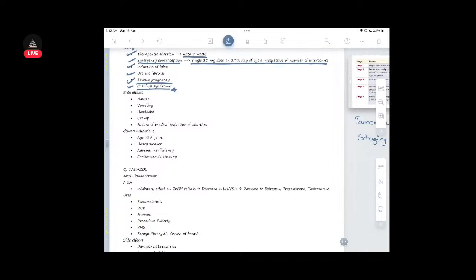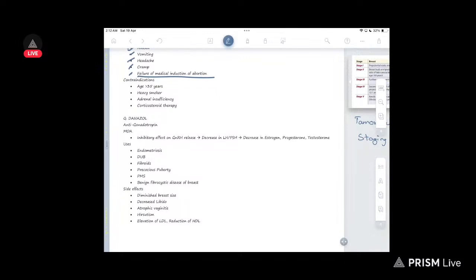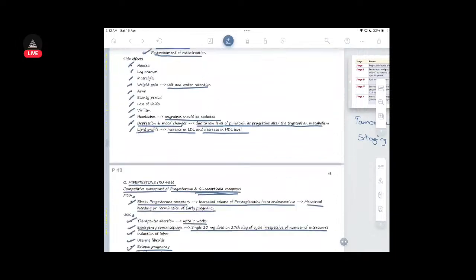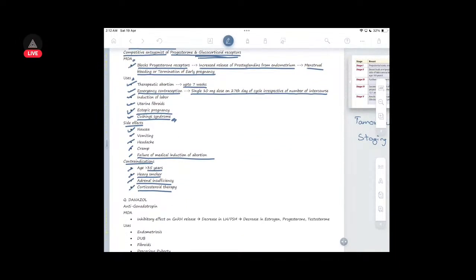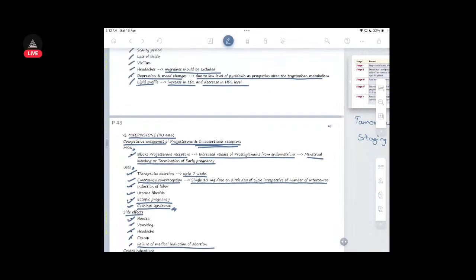Side effects, you have nausea, vomiting, headache, cramps, and failure of medical induction of labor. Contraindications: age more than 35 years, heavy smokers, adrenal insufficiency if there is, and corticosteroid therapy. If they are using corticosteroid, this is useless. If adrenal insufficiency is there, then it will decrease the glucocorticoids even more. Heavy smoker and age more than this much.